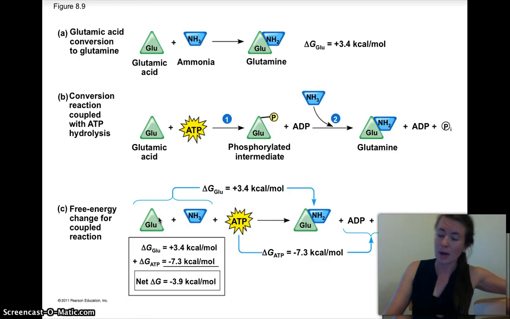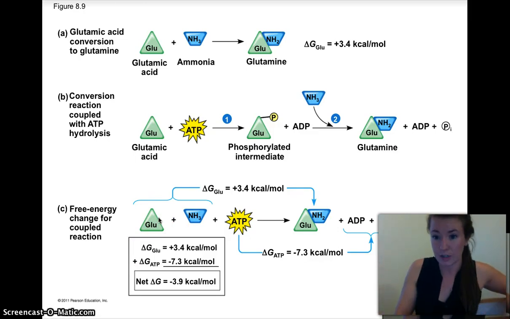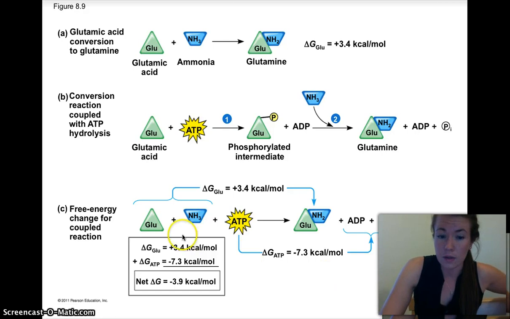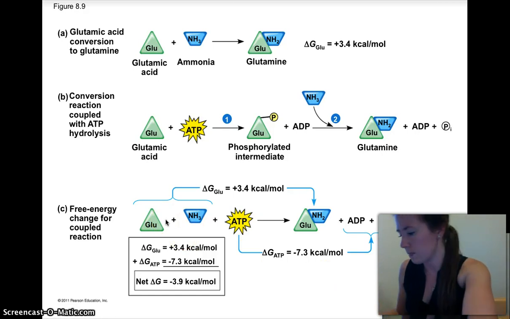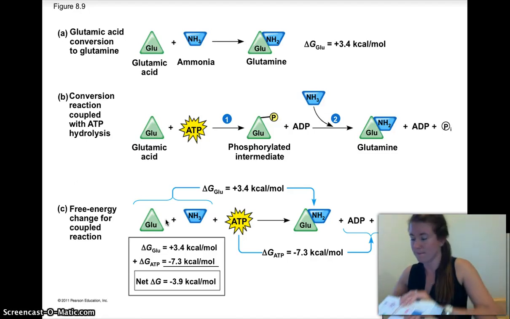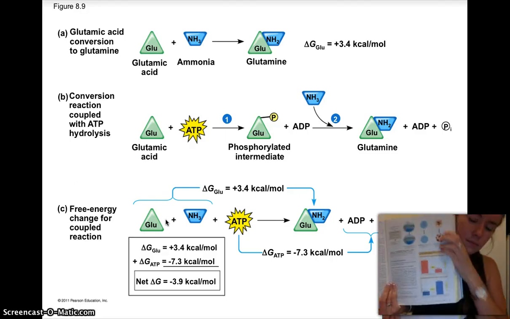Because remember, it's not about what's happening in the reaction, it's about the actual change in free energy. So we're getting the same products and reactants as before we used ATP, so we can still talk about delta G in the same way. Right? Making glutamic acid into glutamine is an endergonic reaction. So if you think back to this chart right here, this one on the bottom, it's endergonic.